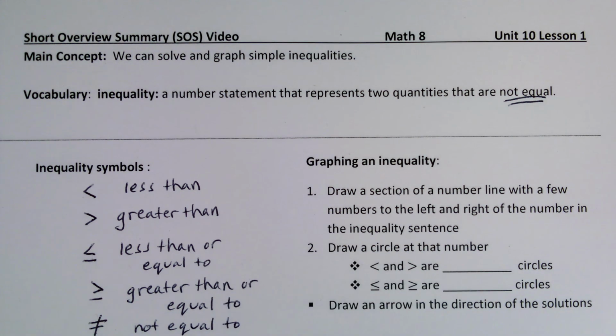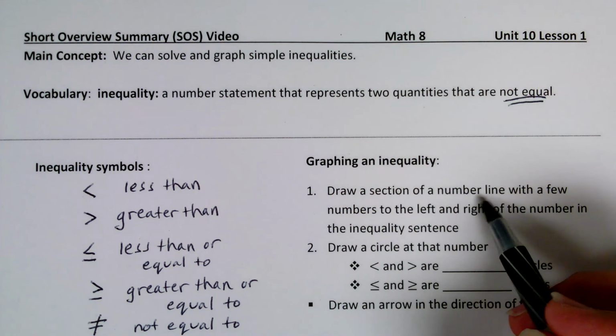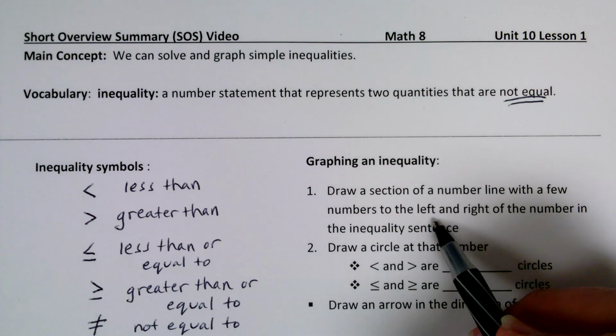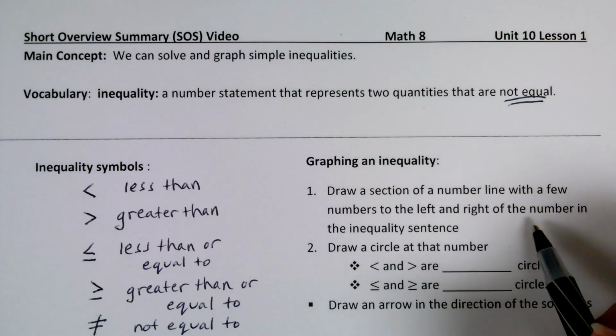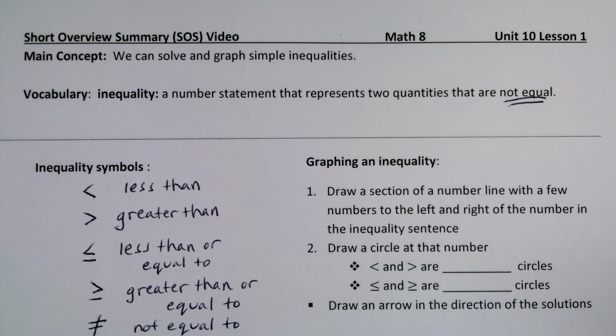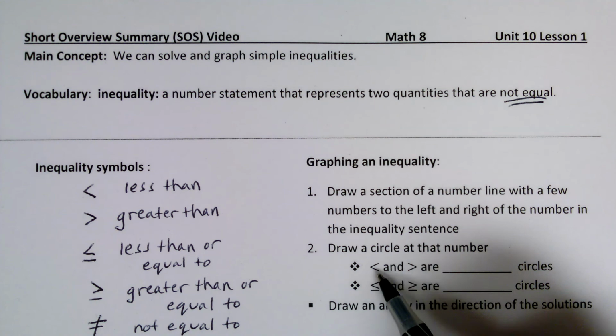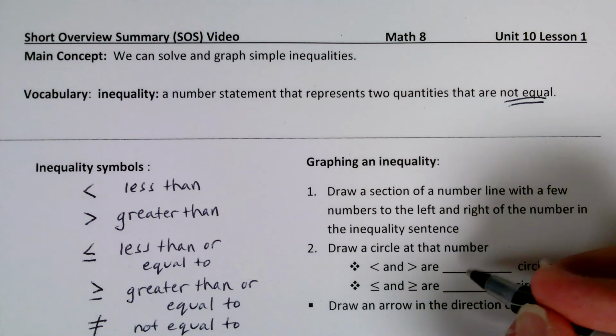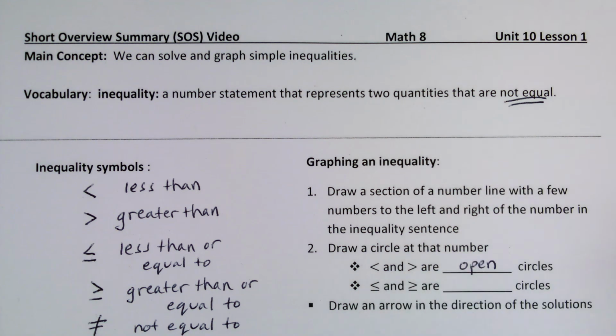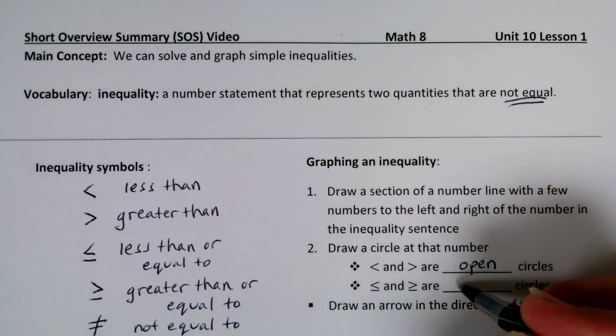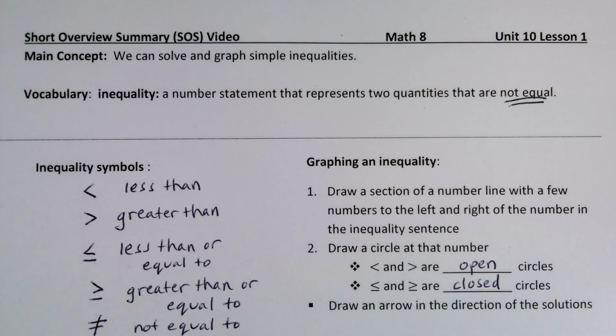When we graph an inequality, we're going to draw a part of a number line, a few numbers to the left and right of the number that shows up in our inequality statement. We are going to draw a circle at that number. So less than and greater than are open circles. Less than or equal to, greater than or equal to are closed circles, because that means we're allowed to include the number. And finally, you draw an arrow in the direction of the solutions.